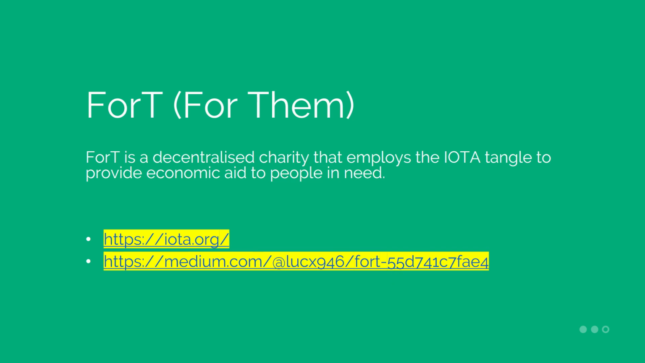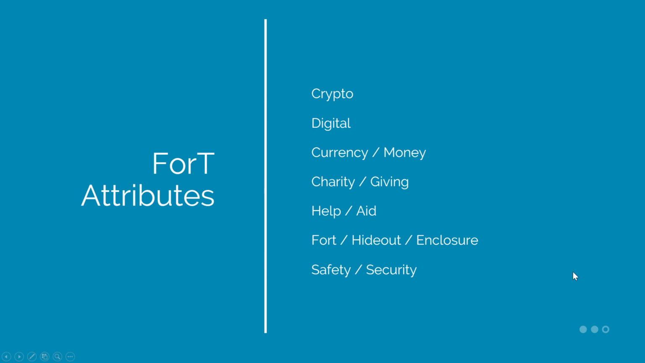All right, so I was approached to design a logo for Fort, and I took that as an opportunity. So let's talk about brainstorming here. Regardless of the business, it's necessary to brainstorm and identify key attributes that both identify the purpose of the business and also what makes it unique. So for the Fort project, after talking with one of the main guys behind it, I identified several attributes: crypto, digital, currency and money, charity and giving, help and aid, Fort, hideout, enclosure, safety and security.